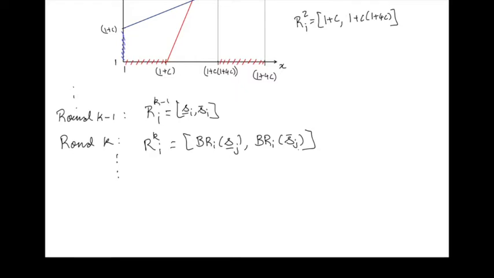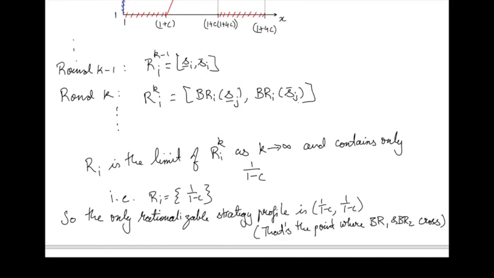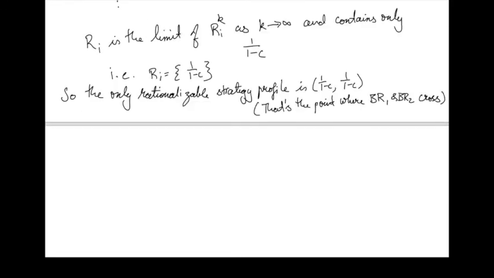If we keep going, these intervals are going to keep getting smaller and smaller, but we'll be able to shrink these infinitely many times. We can take the limit, and that is basically going to be the single point where these two best responses cross. So the only rationalizable strategy profile is where both players play 1 over 1 minus c. And that's the point where the best responses cross. So on the basis of solely common knowledge of rationality, we can conclude that the outcome of this game is that both players are going to choose the effort level 1 over 1 minus c.